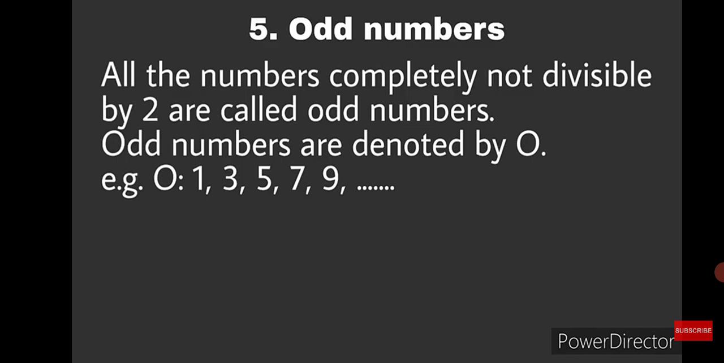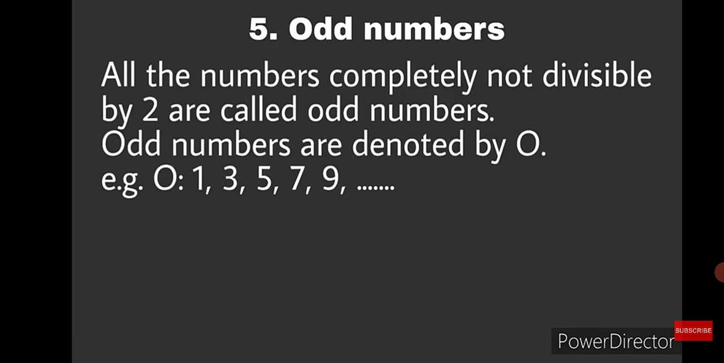So these numbers are called odd numbers. Odd numbers means the numbers completely not divisible by 2. 1, 3, 5, 7 are called odd numbers. Even numbers are 2, 4, 6, 8. All are even numbers. They are completely divisible by 2. But odd numbers are not completely divisible by 2.